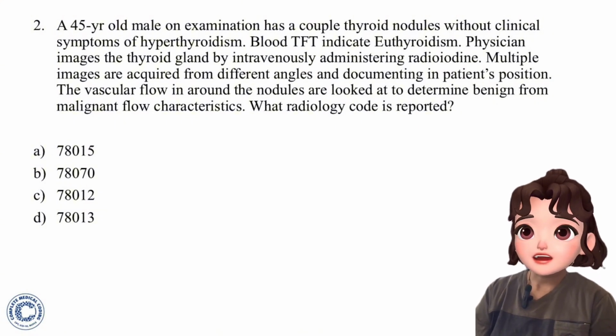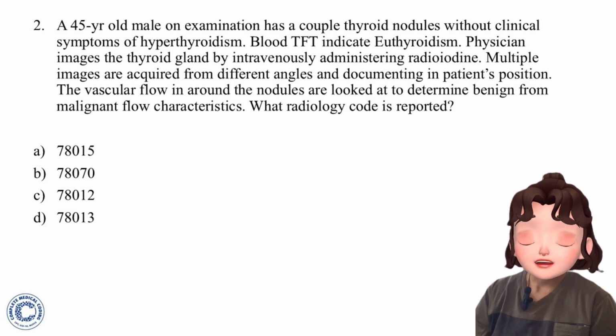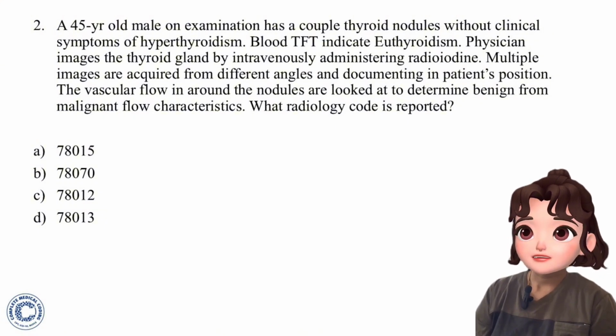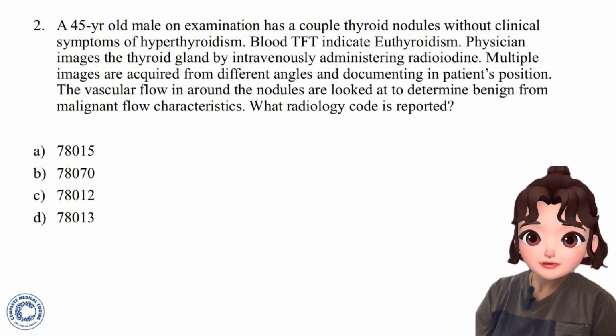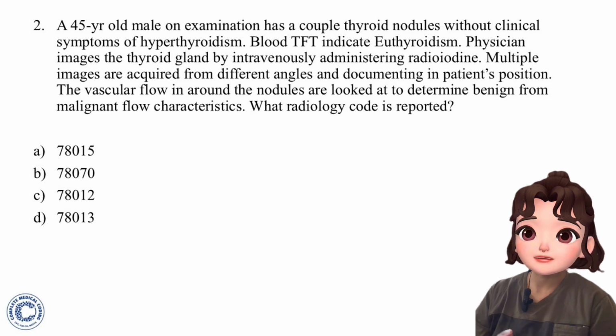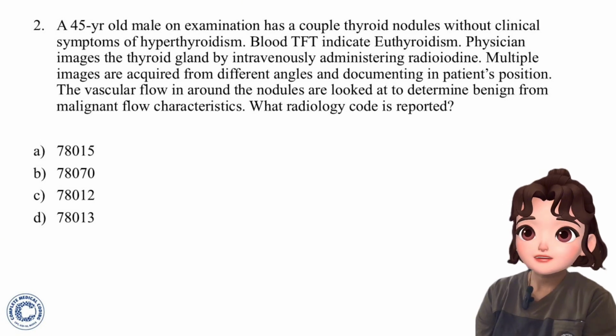So here, the physician images the thyroid gland by intravenously administering radioiodine. The procedure is thyroid imaging, right? Thyroid imaging by the physician. Images are taken of the thyroid gland, and then vascular flow around the nodules has been observed. So you have to match everything. Anyway, let's look into the codes, options one by one.